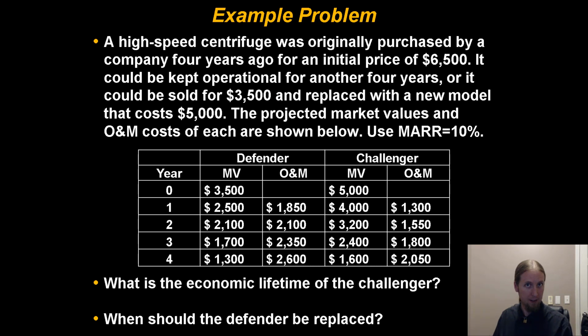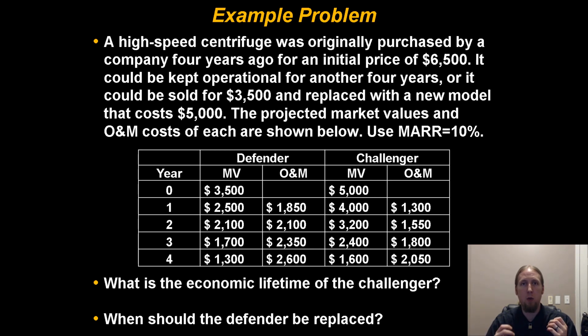And we're back. So, we have this problem where the centrifuge could be kept operational for another 4 years, or we could sell it now for $3,500 and replace it with a new model that costs $5,000. That's our challenger. We've got this table that has the market values over time for the next 4 years, and we're told to use a hurdle rate of 10%. So the first question that we're asked is, what's the economic lifetime of the challenger?